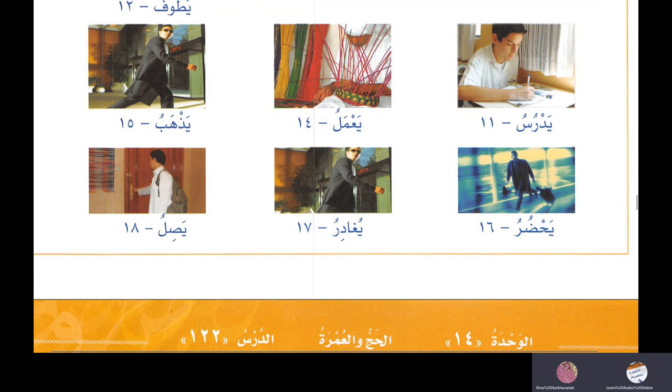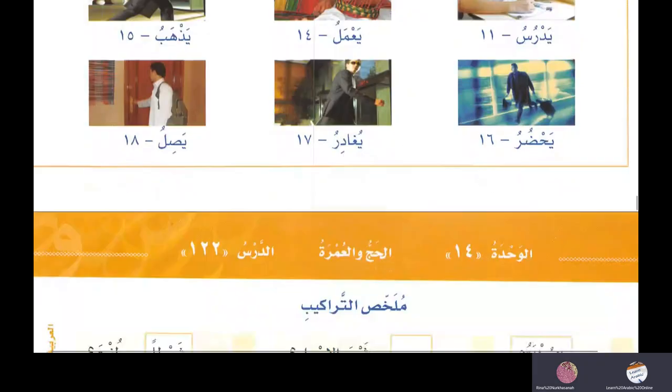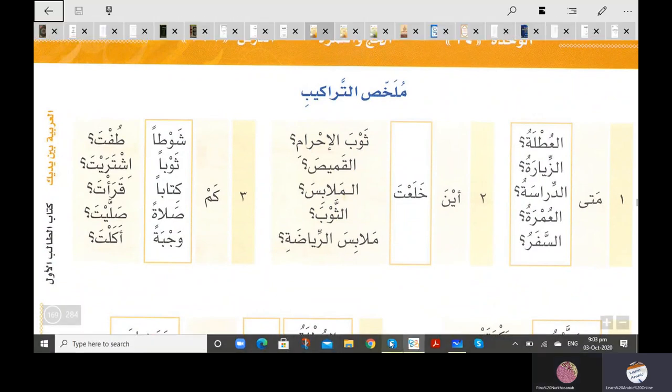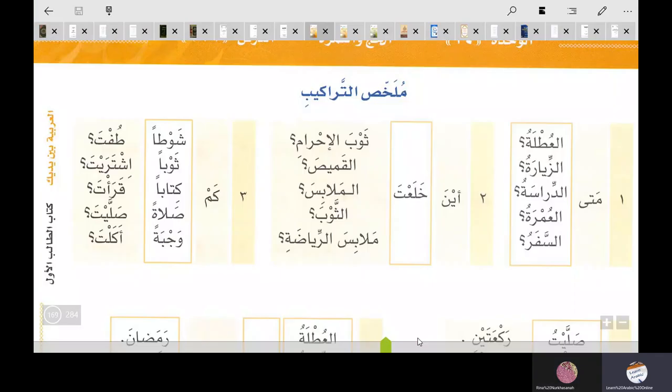It will be better for you if you write these sentences, okay? These are the six sentences. So it will be good for you if you write them, okay? So it's my homework? Yes. Next time we'll continue. Okay, thank you.